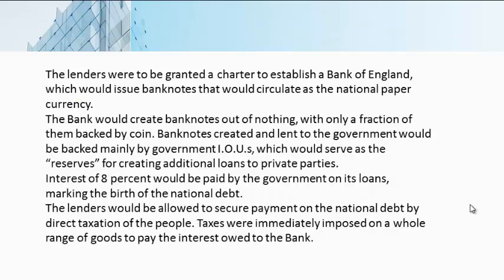That was all. So the Bank of England would issue bank notes that would circulate as the national paper currency. The bank would create bank notes out of nothing. And only a fraction of them would be backed by gold, actually. But basically, it would mainly be backed by the government IOU. Now, if you circulate these notes and people say, okay, I want to get gold, well, it's not technically backed by gold, but it's backed by the king's promise to pay gold. So it should have some value.